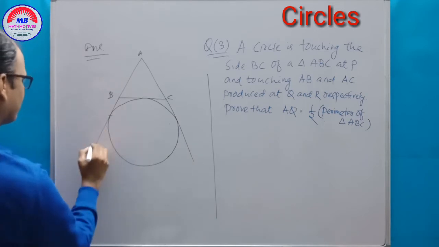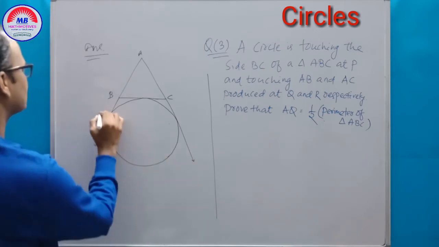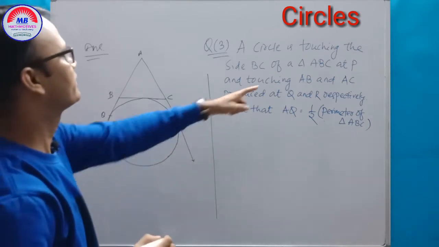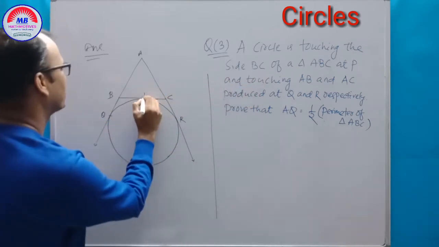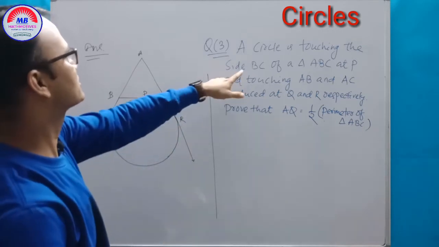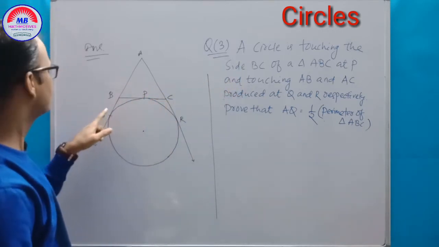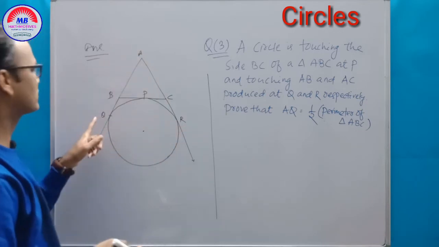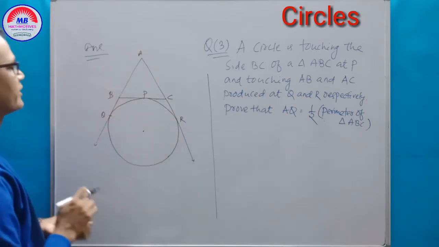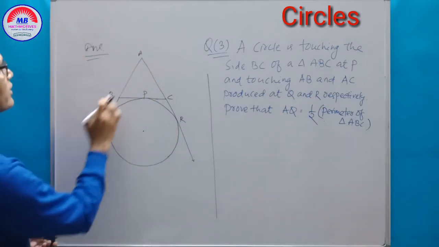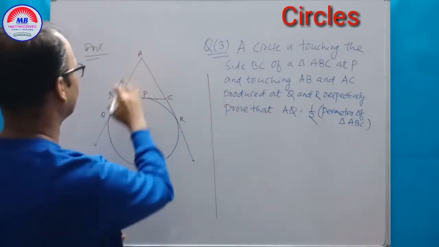Okay, this is Q and R. You see, this is P. The circle touches the side BC at P and touches AB and AC produced at Q and R. So we have to prove AQ is equal to half the perimeter of triangle ABC.